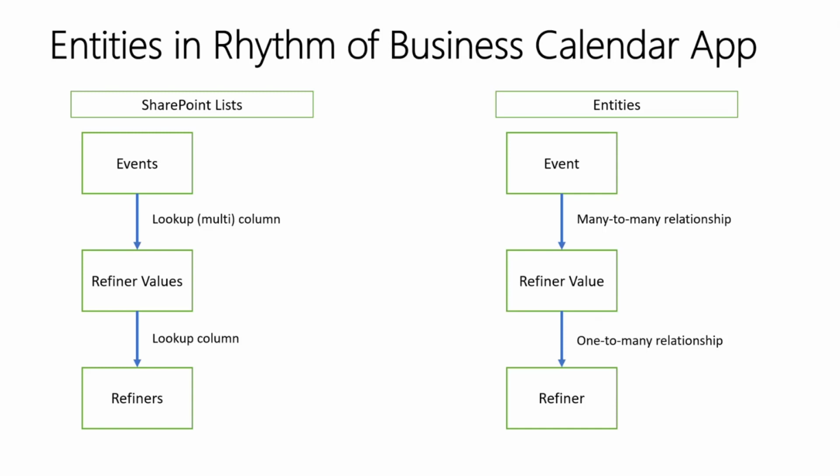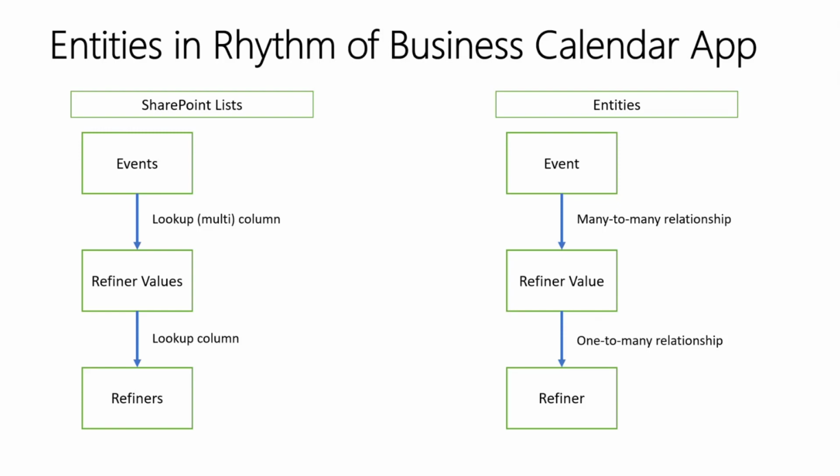So in this solution, we have an events list. You see on the left side for SharePoint lists, we have an events list that has a multi-valued lookup column to the values list. And from the values list, there's a lookup column to the refiners list. And so in the entities, we can represent those relationships.